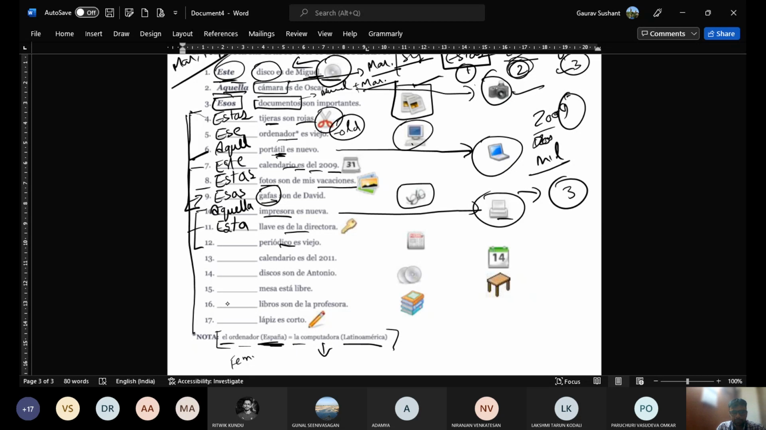Number 12. Sir, ese periódico es viejo. Ese periódico es viejo. Yeah. So periódico, I hope you still remember. Calendar was there in the beginning. That was earlier. This periódico is the newspaper. Okay, so that newspaper is old. Okay, thank you. 13, 14, and 15.